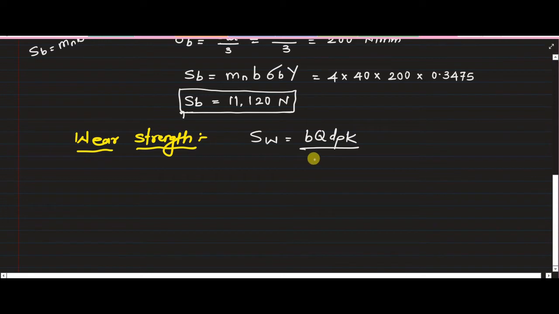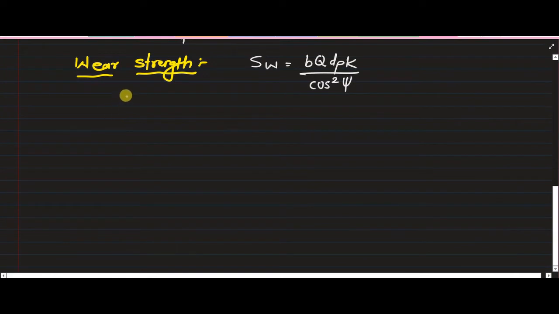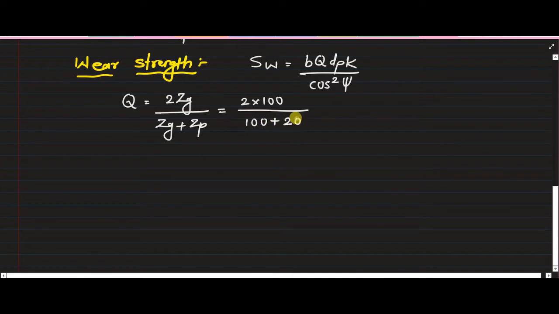Now we will determine individual parameters. Already B is available with us, so now we will proceed for the calculation of Q. Q is nothing but your ratio factor, so that is equal to 2Zg upon Zg plus Zp. These are values which are known to us. So 2 into number of teeth on gear, which is 100, divided by 100 plus number of teeth on pinion. Remember, this is Zp, it is not Z-P. The function of Z-P is finished.